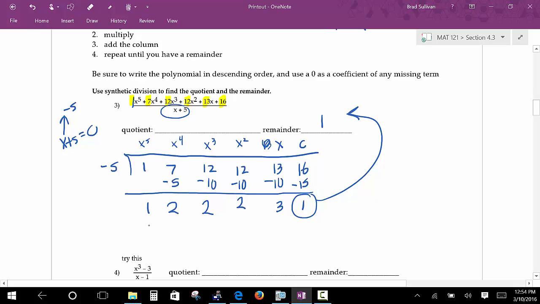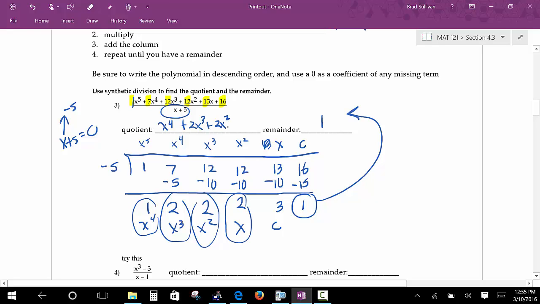And these powers always go down 1. So this started off as an x to the 5th, so that's going to be x to the 4th, x to the 3rd, x to the 2nd, x, and a constant. So the answer is 1 x to the 4th plus 2x to the 3rd, and so forth, plus 2x to the 2nd, plus 2x, and then plus 3. That's it. Was that easier?